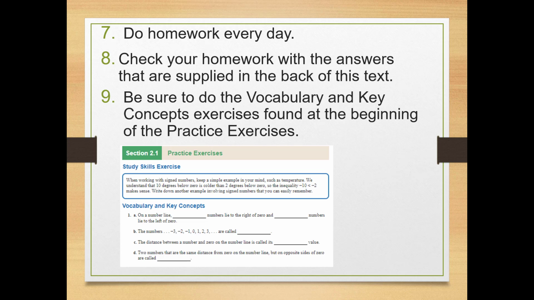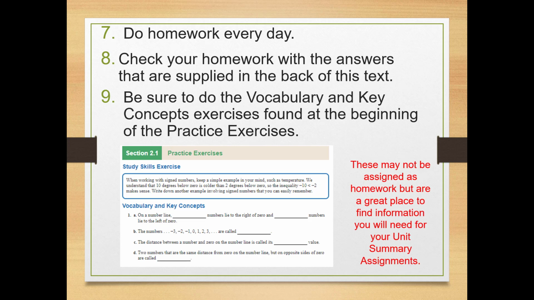Be sure to do the vocabulary and key concept exercises. These aren't always assigned, but at the beginning of every set of exercises, which is your practice homework, there are key concepts and vocabulary. These will be helpful for your unit summary assignment. So for each unit, you're going to do a summary, and it's basically this stuff. This is the definition of integers. Those are integers. So all of these things are part of your vocabulary and give some of the concepts that you're going to want in your unit summary.